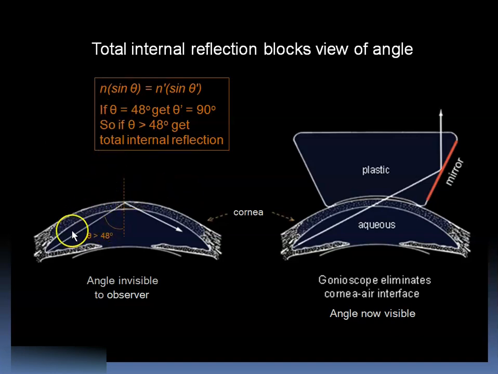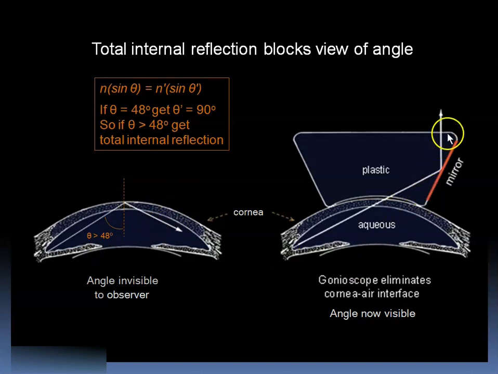In the case of water, which is similar to the eye, theta is 48 degrees. If theta is 48 degrees, then theta prime will be 90, and there will be no ability of light to get through this boundary.